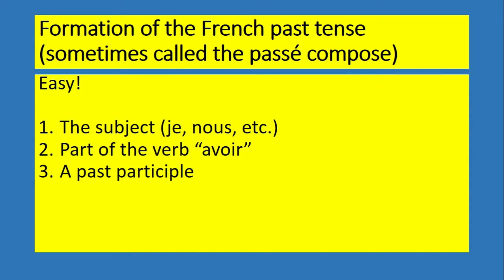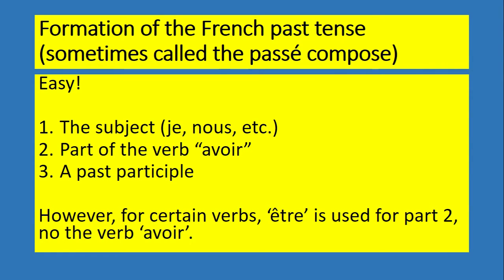And finally, a past participle. And remembering that a past participle, if we're talking about ER verbs, the participle ends with é accent. If we're talking about RE verbs, the past participle ends in u. And if we're talking about IR verbs, then the past participle ends in the letter i.